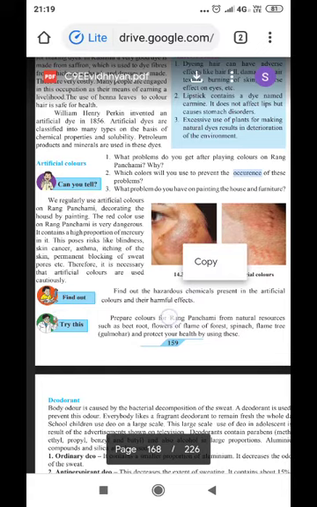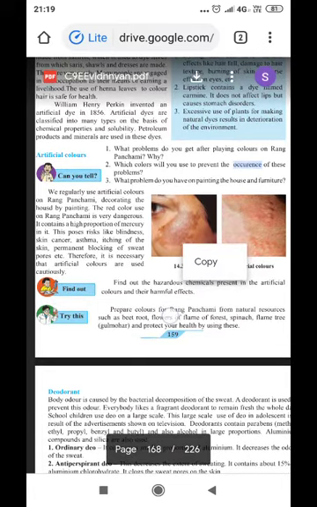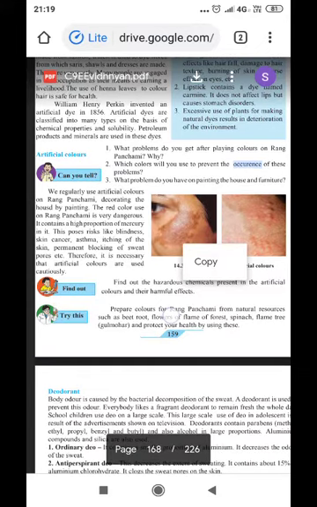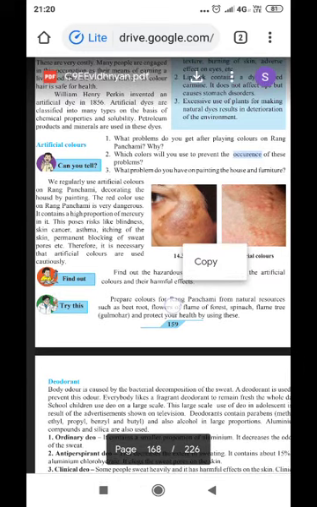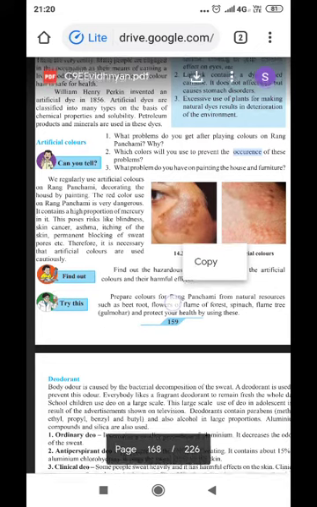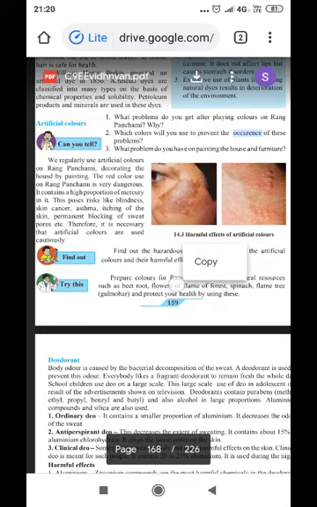What problems do you get after playing colors in Rang Panchami? The colors do not get removed from the skin, cause itching, and remain for a longer time. Which colors will you use to prevent the occurrence of these problems? Natural colors which are skin friendly. What problem do you have on painting the house and furniture? Definitely, when it falls on the furniture, it does not get removed very easily.